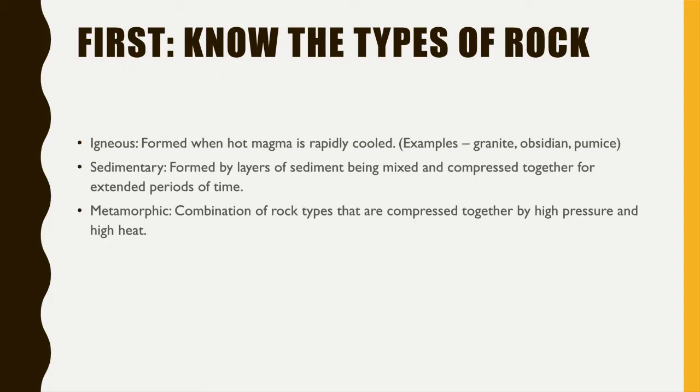So the first thing that we need to know in order to get into the rock cycle is the rocks. There are three different types of rocks that are formed within the rock cycle, and one of them being igneous rock. An igneous rock is formed when hot magma is rapidly cooled. And I listed some examples there, which are granite, obsidian, and pumice.